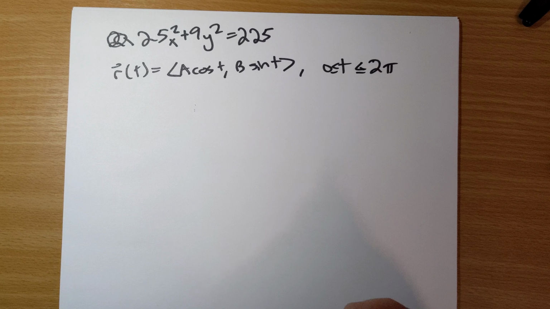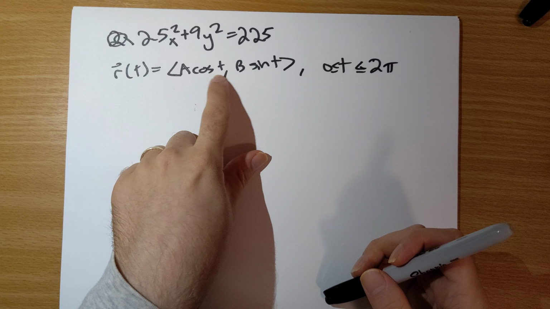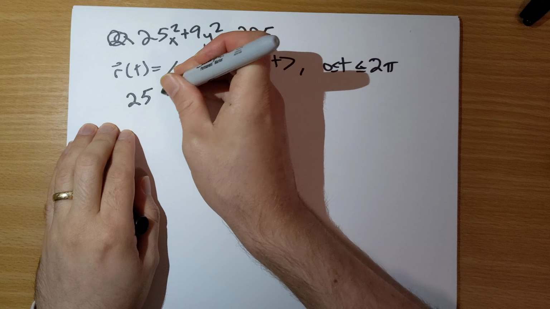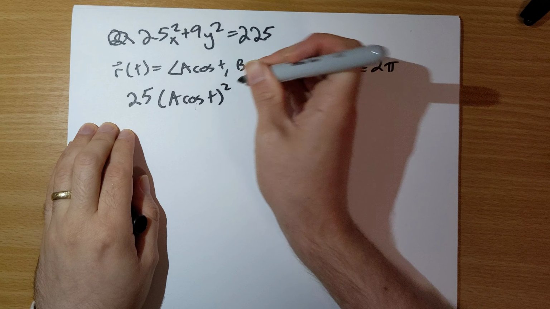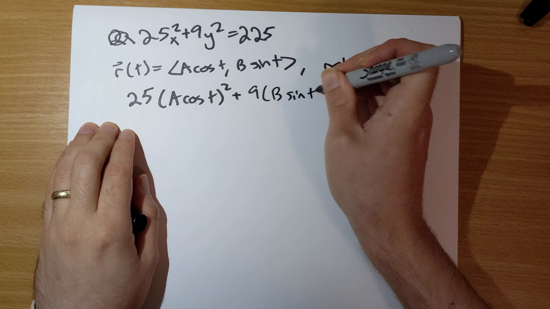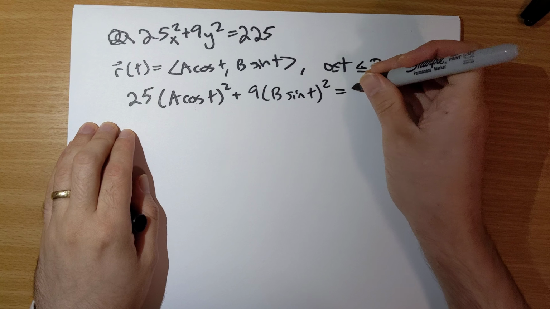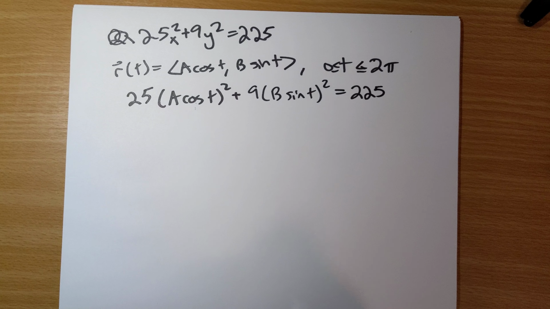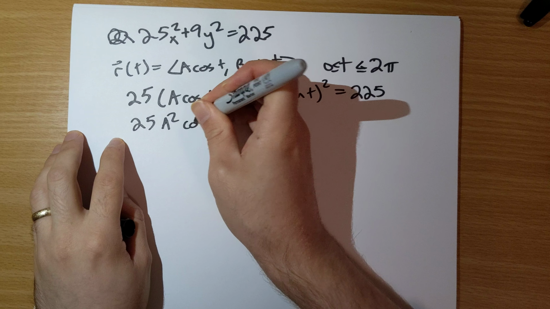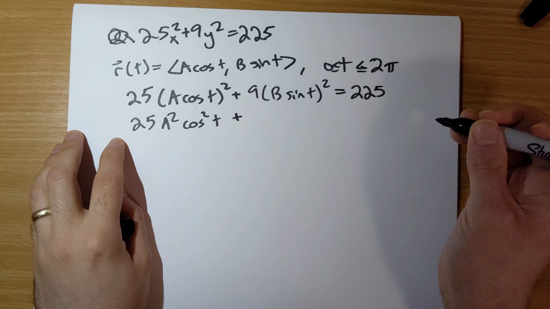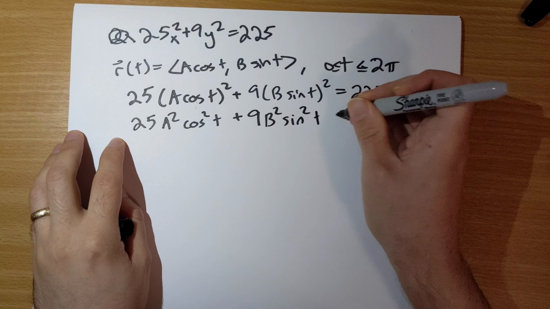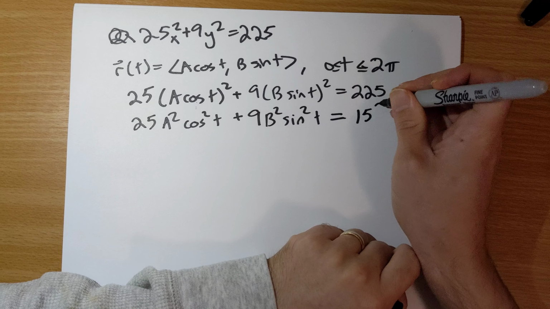So I think the easiest way to find a and b is to plop in a cosine t, b sine t up here into this equation. So we get 25 times a cosine t squared plus 9 times b sine t squared is equal to 225. Okay, what do we have? 25a squared cosine squared t plus 9b squared sine squared t is equal to 15 squared.